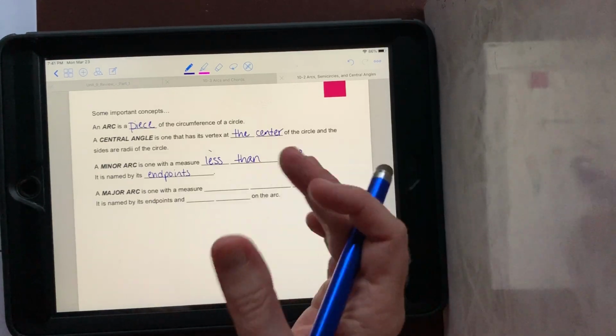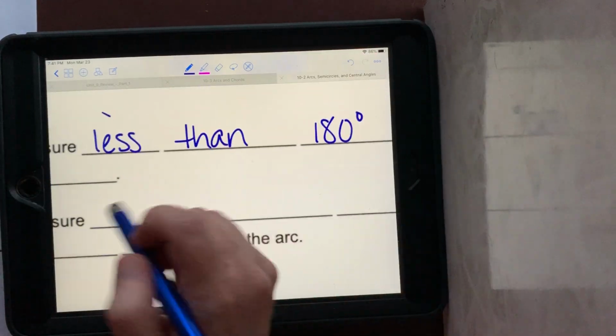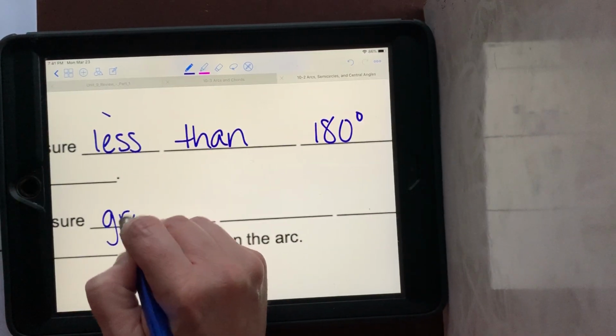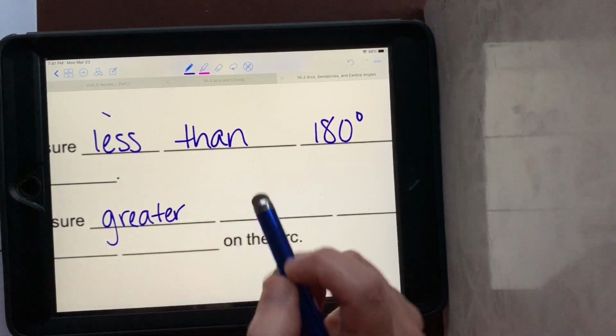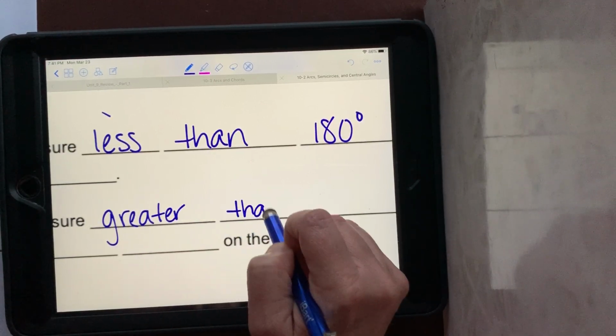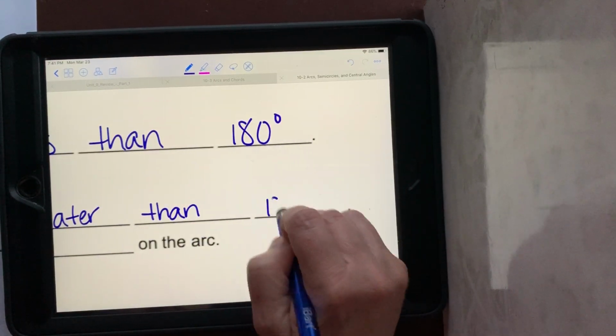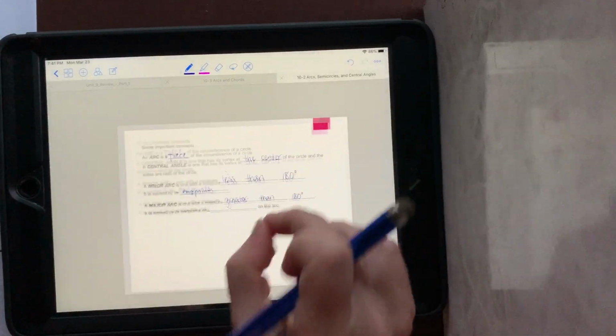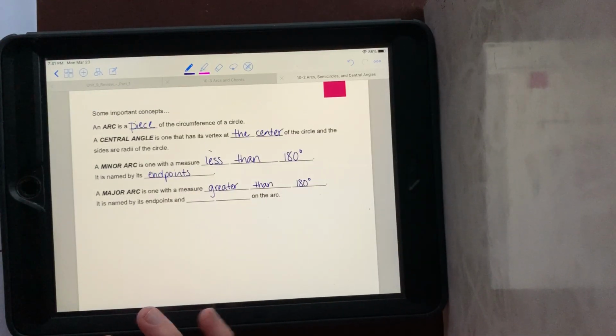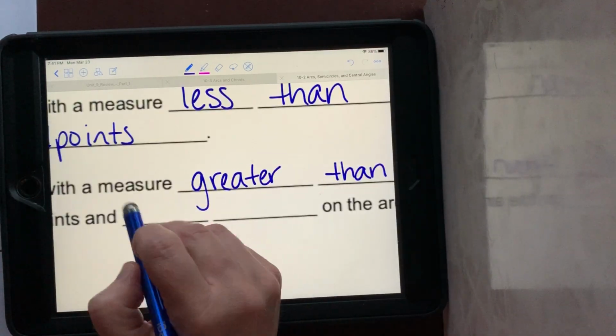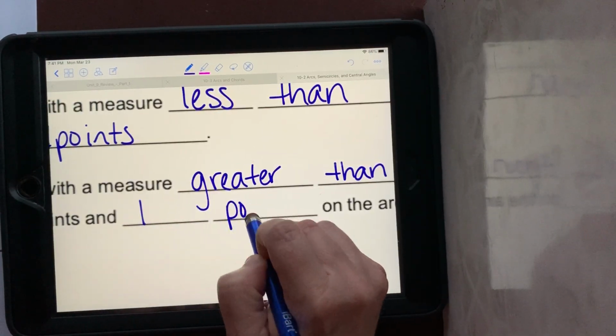Major, obviously if minor is less than 180, then major is going to be greater than 180. Notice I didn't say equal to. That's going to come in a little bit when we learn another word. So minor arc is less than 180 degrees. Major arc is greater than 180 degrees. Minor arc, we use two letters by its endpoints. Major arc has to be the endpoints plus one other point that is on the arc.